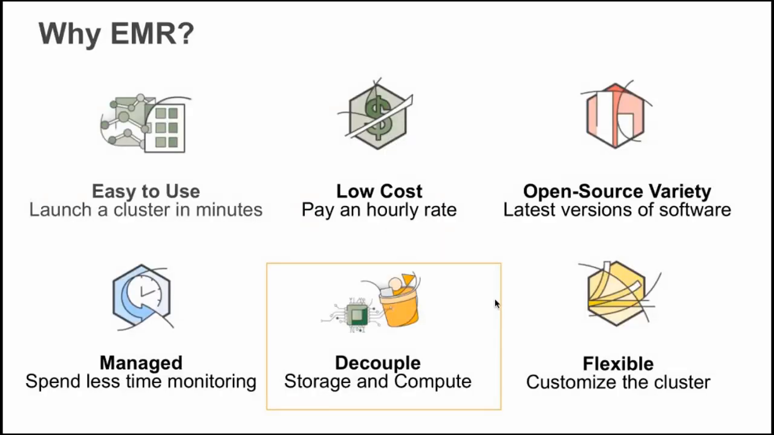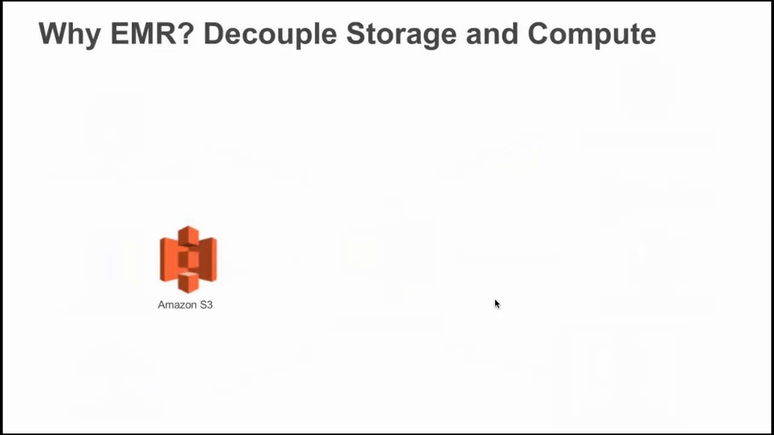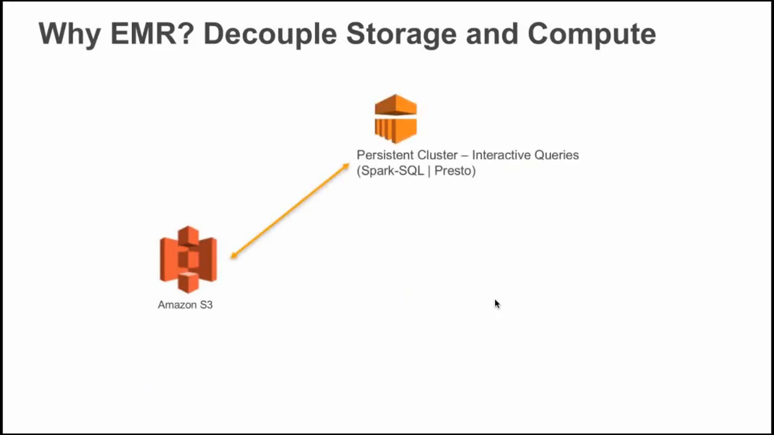Right, so what else? EMR lets you decouple storage and compute, right? So what does that mean? There are many layers of storage that you can choose from and use with Amazon EMR. In this case, we'll focus on S3, right? So let's look at this. With S3, this allows you to use EMR for different types of environments, for different types of workloads on EMR. So you could have something like a persistent cluster, maybe using Spark SQL or Presto. Great for interactive queries.